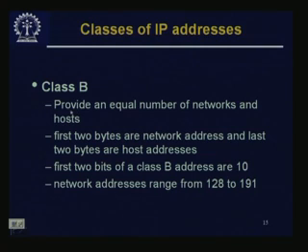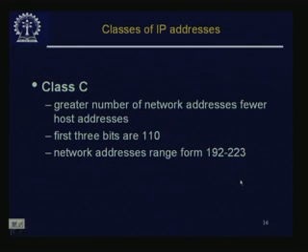Class B provides an equal number of networks and hosts. The first 2 bytes are the network address and the last 2 bytes are the host address. The first 2 bits of a class B address are 1 and 0. So, you can only have 16,000 such class B networks, and network addresses range from 128 to 191, that is the first decimal number for the first byte.